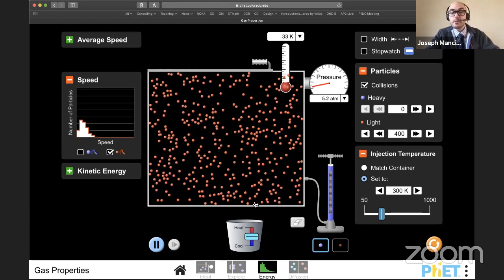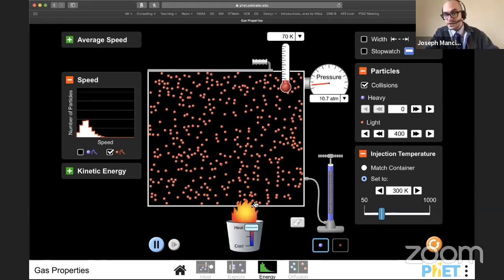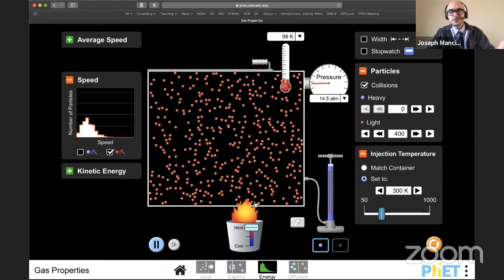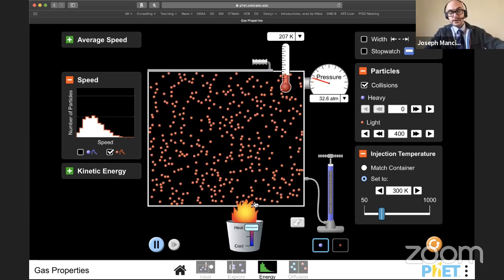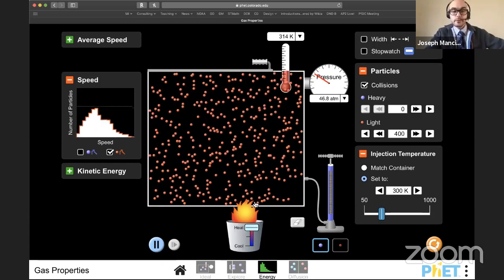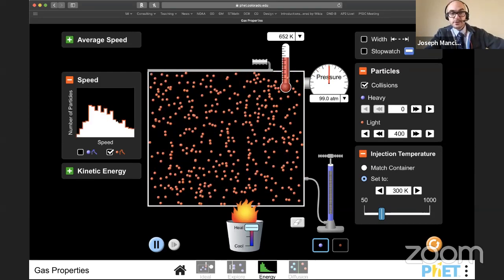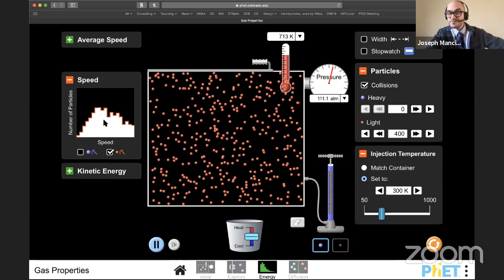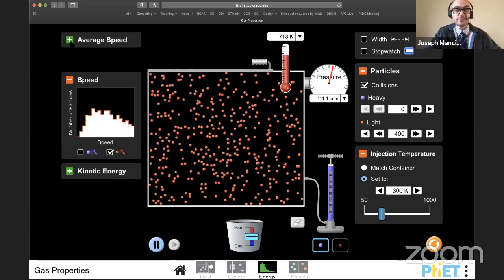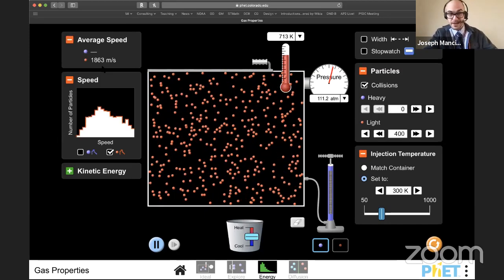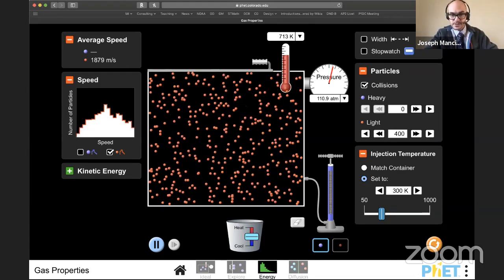If I heat this back up, watch the amount of spread in the x-axis, the standard deviation, if you're used to that term from statistics, or just the width of the spike. And notice that that spike is flattening out more. The particles are moving a wider variety of speeds. And as the temperature increases, you can see that most of the particles are going pretty far from the average speed. And yeah, the average speed is about 1900 meters per second, maybe 1850. But there's a huge spread in those speeds.